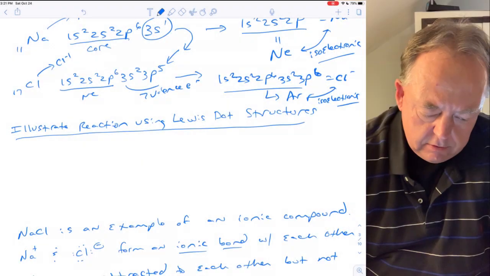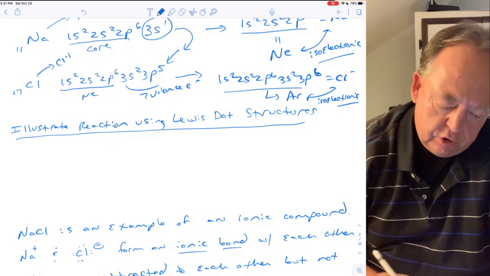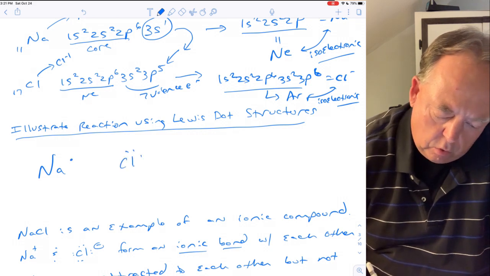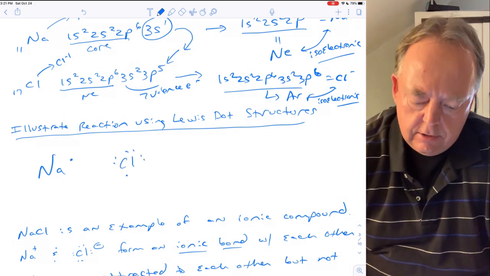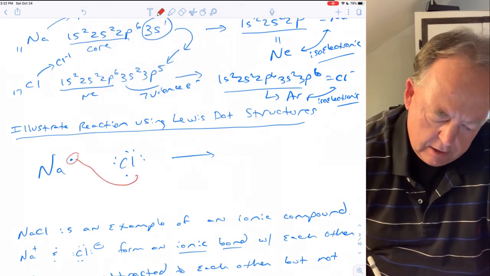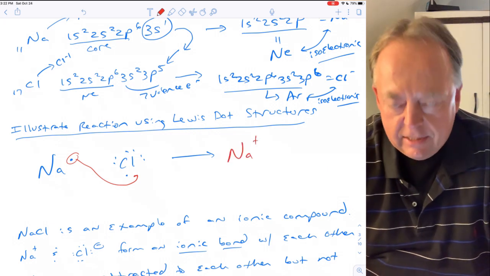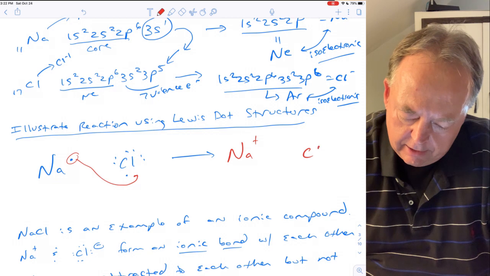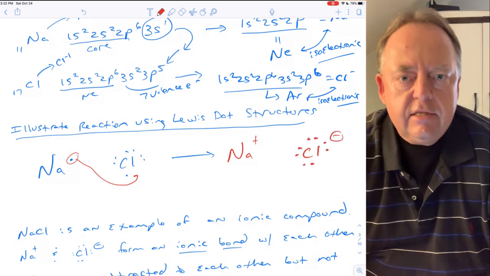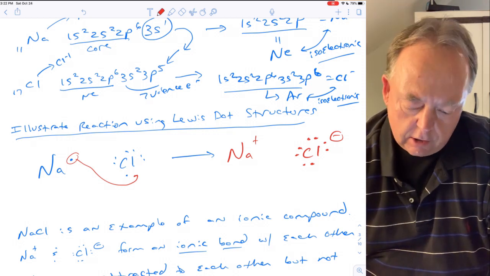Okay. So let's illustrate this reaction using Lewis dot structures. So sodium has 1 valence electron, chlorine has 7 valence electrons. So if you mix the two together, basically what happens is sodium gives up that electron and chlorine picks it up. And now you have Na+, it's lost 1 electron, and Cl has now 8 valence electrons, so it's now Cl-, so it picks up 1 electron, so it becomes negatively charged.